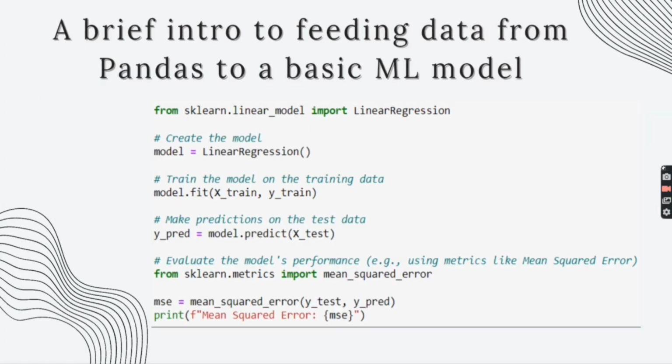So scikit-learn, or I can say sklearn, is a popular library for machine learning in Python. It seamlessly integrates with pandas for data preprocessing and model building. So now we have integrated already. The data is now split into training and testing sets for our model evaluation. Let's give a brief intro to feeding data from pandas to a basic ML model. Let's create a simple linear regression using scikit-learn to predict the house prices.